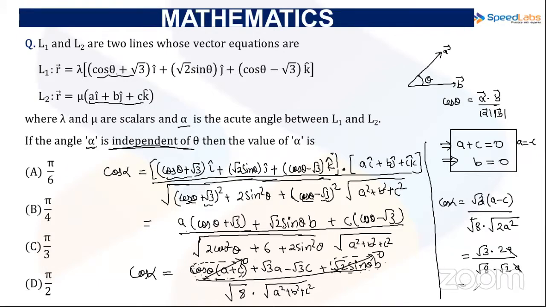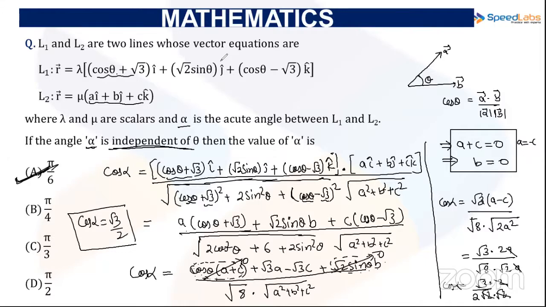So a will get cancelled, and this √8 will be 2√2. All right, so you will have to do a little calculation. So this √8 will be 2√2 into √2, and in the numerator you have 2. So this 2 and 2 will get cancelled. So finally you are getting cos alpha equal to √3 by 2. If cos alpha is √3/2, then what will the angle alpha be? It will be pi by 6. That means the answer to this question will be option A.